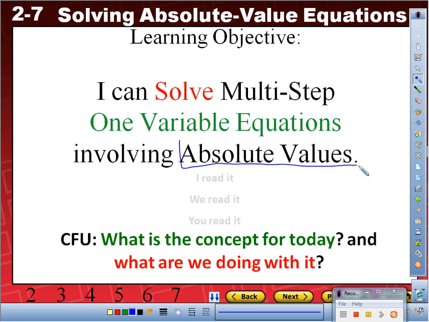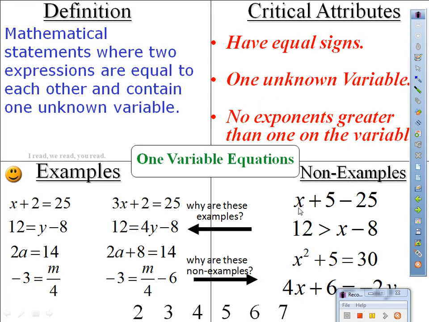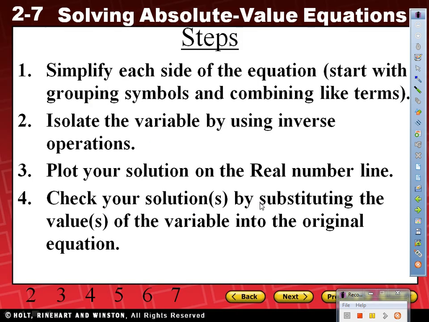Today we're going to be looking at a different approach to multi-steps. Just by looking at the objective, we still know that we're on the same concept. Tell your neighbor the concept we're still on, please. That is correct. One variable equations. We know what they are, what they're not, since we've been going at it for chapter 2. Let's continue. We know our steps. Tell your neighbor the steps, please. 4 steps.